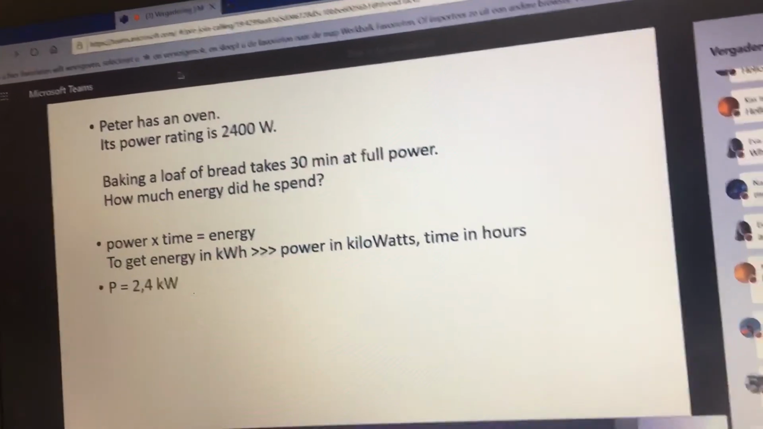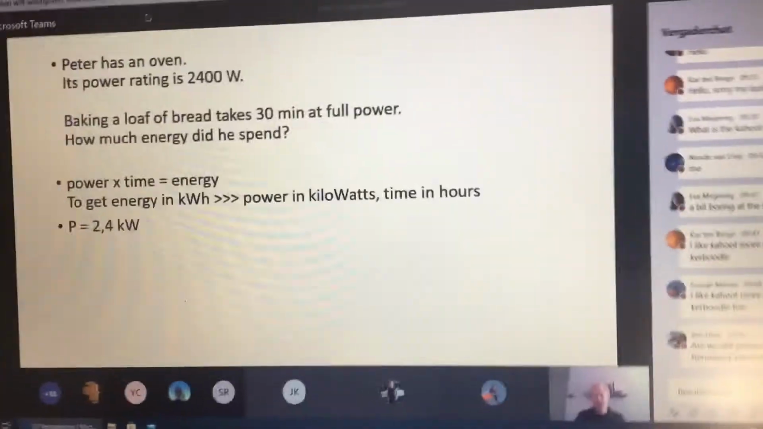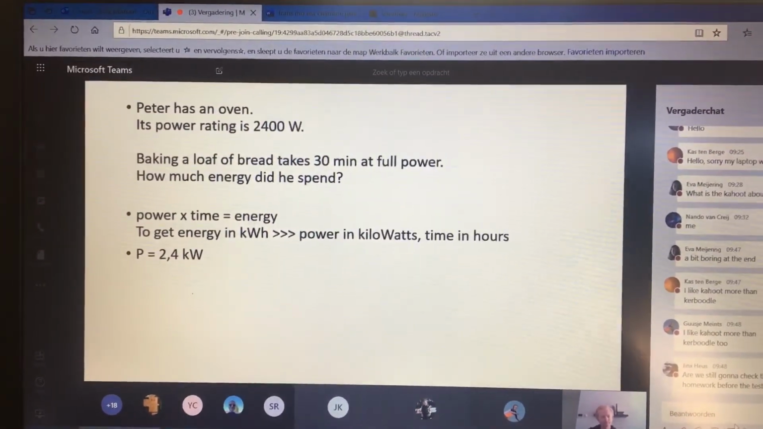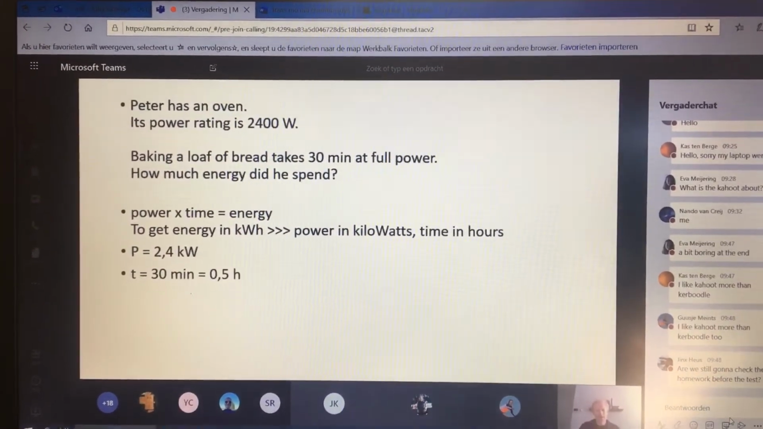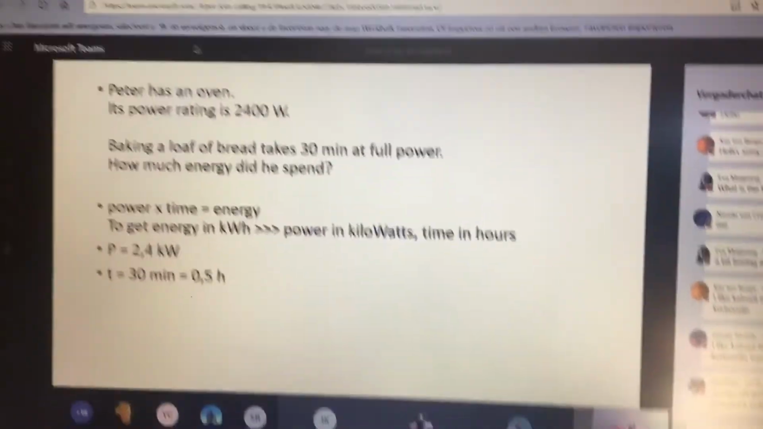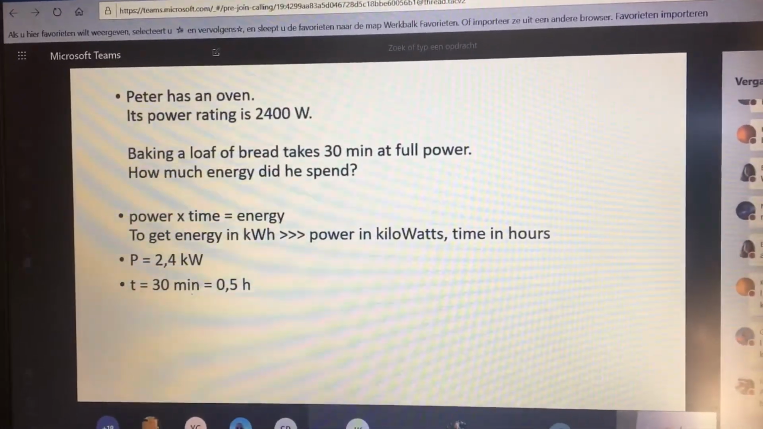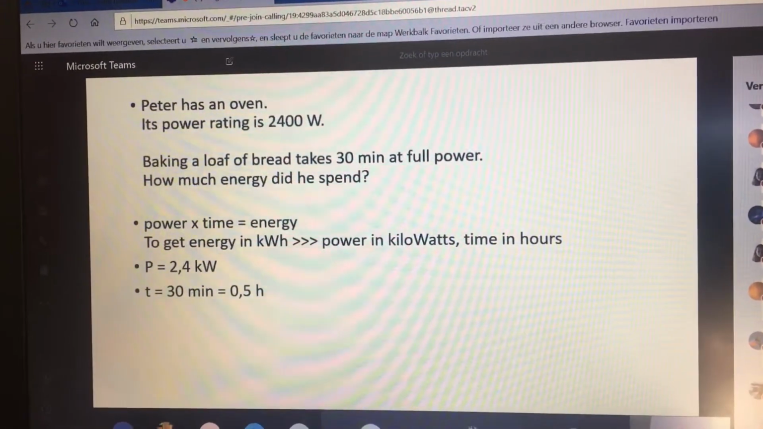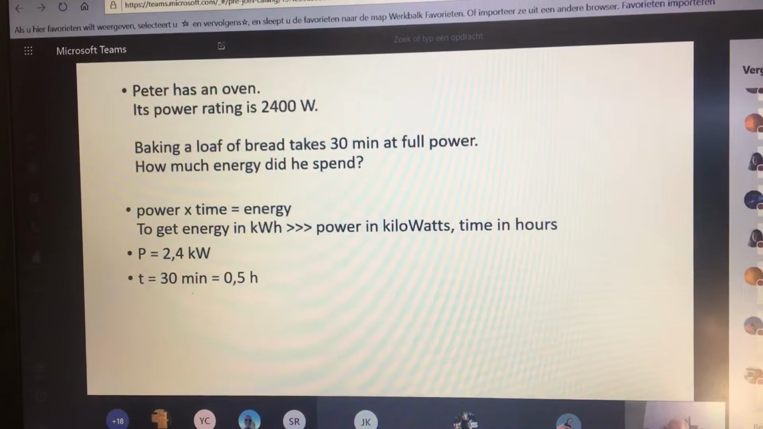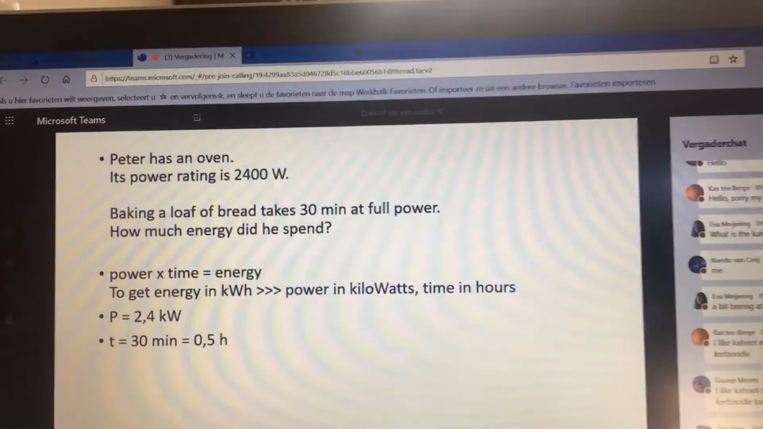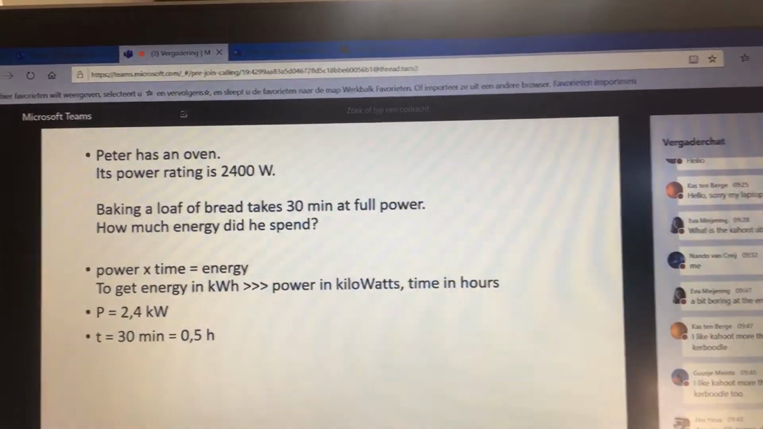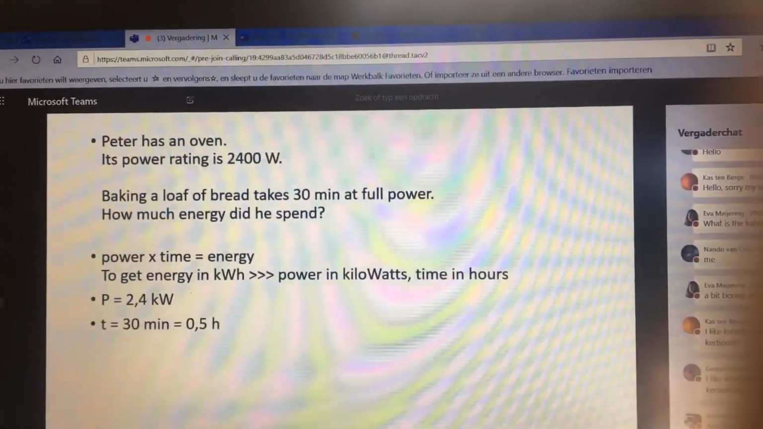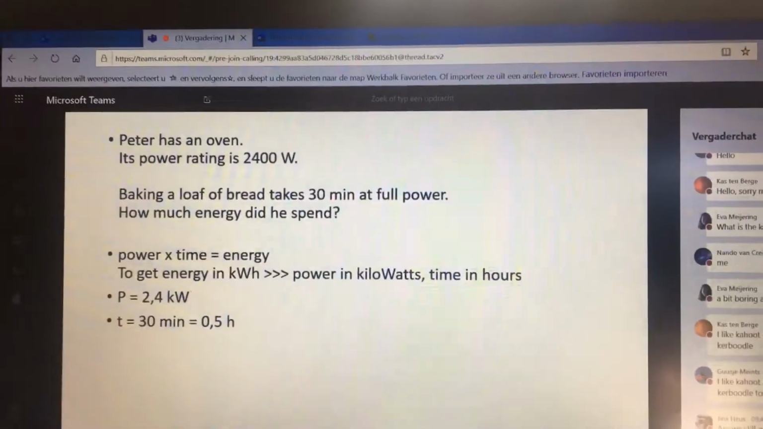So here we go. What I do is I take power in kilowatts this time. So that's 2.4 kilowatts. I take the time in hours. Now 30 minutes is half an hour. The formula for the conversion is to divide the amount of minutes by the amount of minutes per hour. So that's 60. So you divide 30 by 60, then you get 0.5 hours. On the other hand, it also makes sense. 30 minutes is half an hour. We know this, so you can just put it like that.